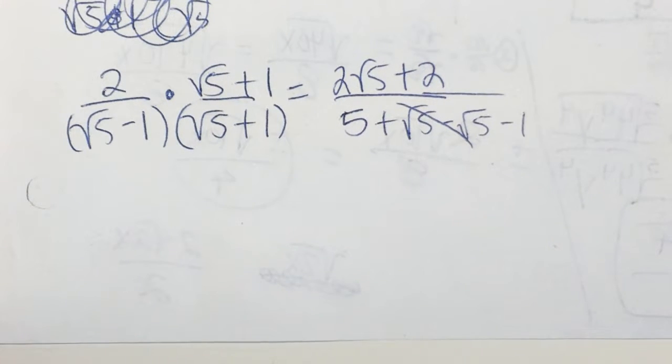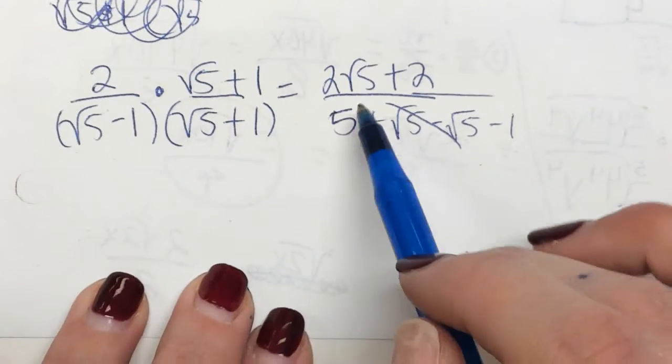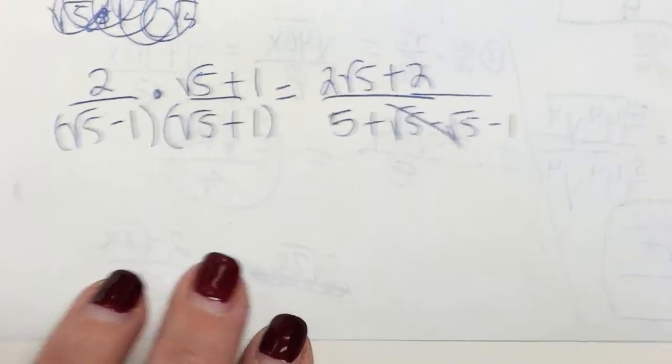So anytime you multiply something by its conjugate, do you have to fold? No. You just have to multiply what terms? First and last. So from now on, you don't have to fill out the bottom. Just multiply first terms, which gets you 5, and then the last, which gets you negative 1.